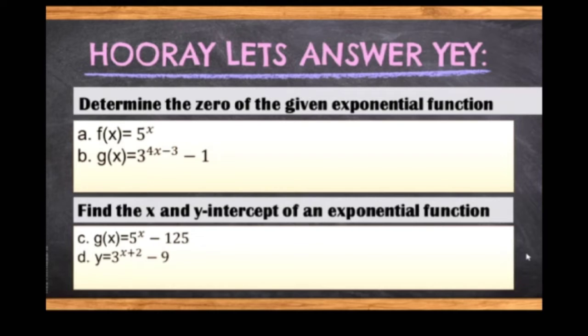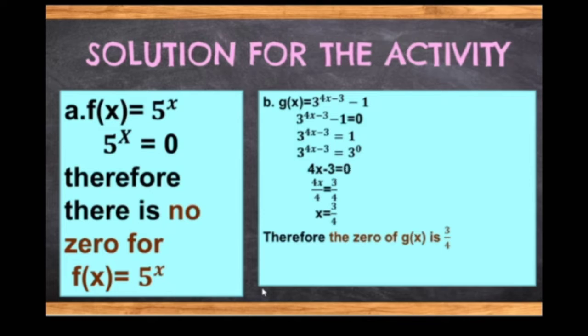Then, next, find the x and y intercept of an exponential function with the given g of x is equal to 5 raised to x minus 125. Then, next, y is equal to 3 raised to x plus 2, minus 9. Since no one is still answering, we just need to check it.